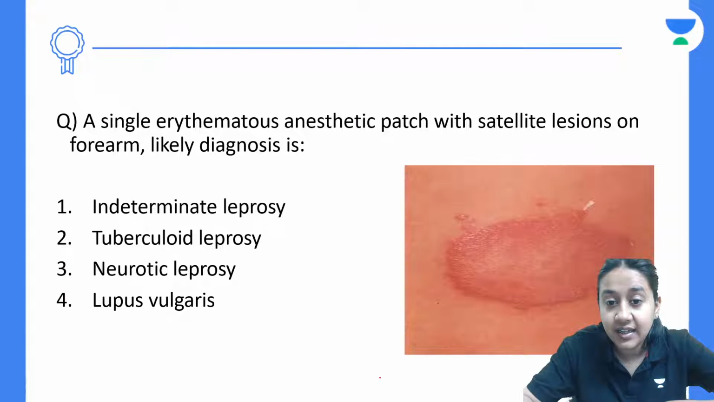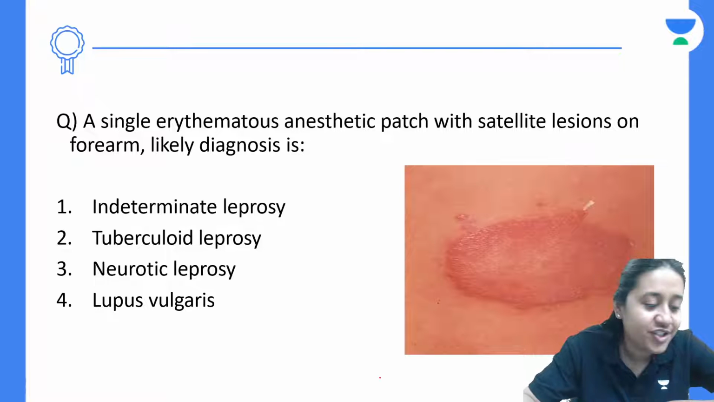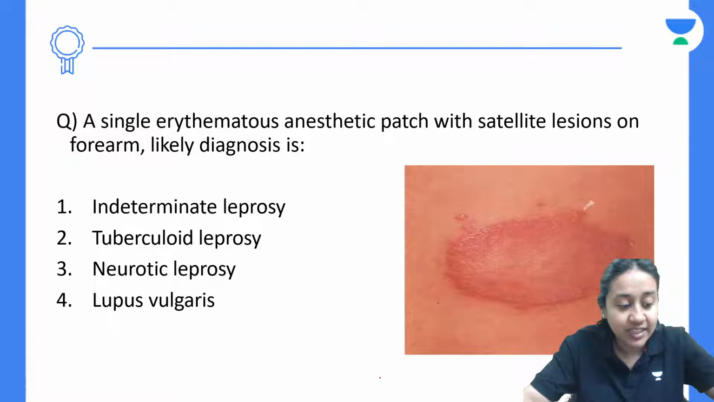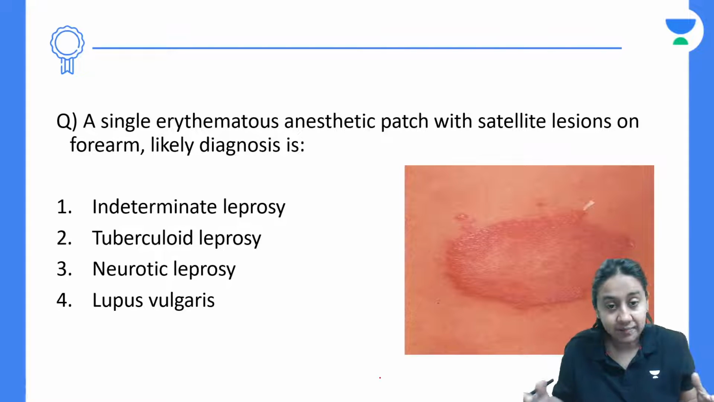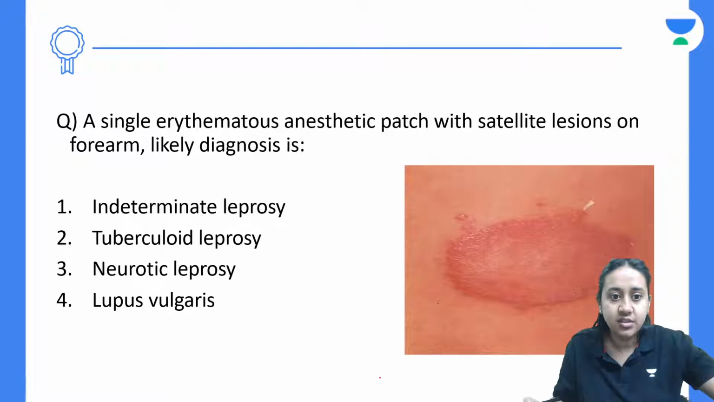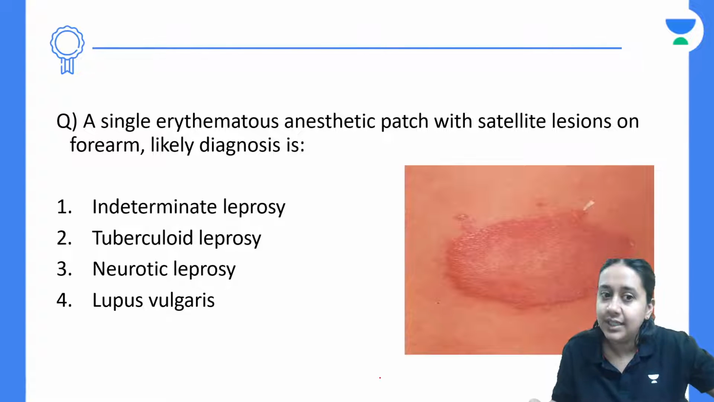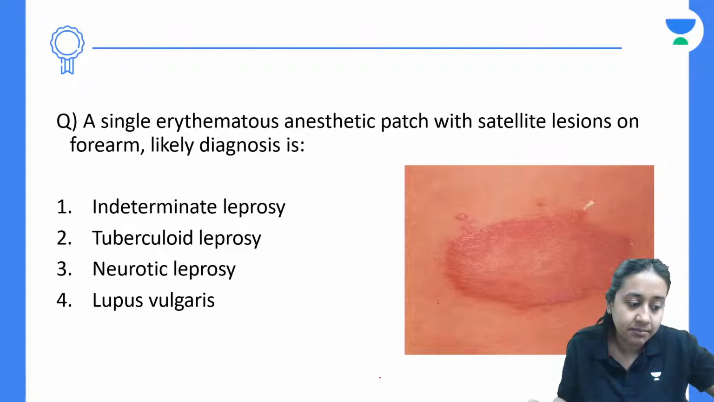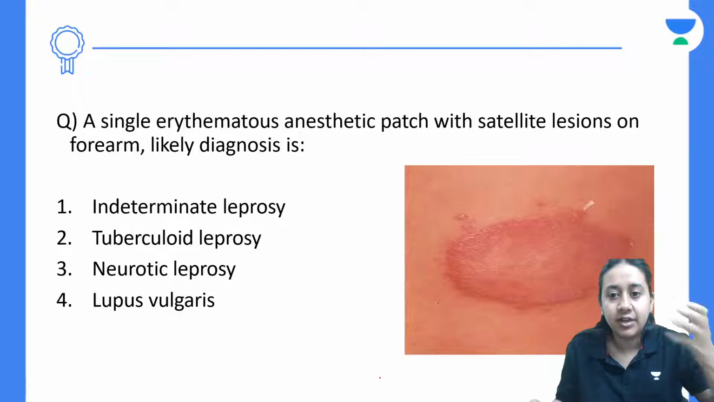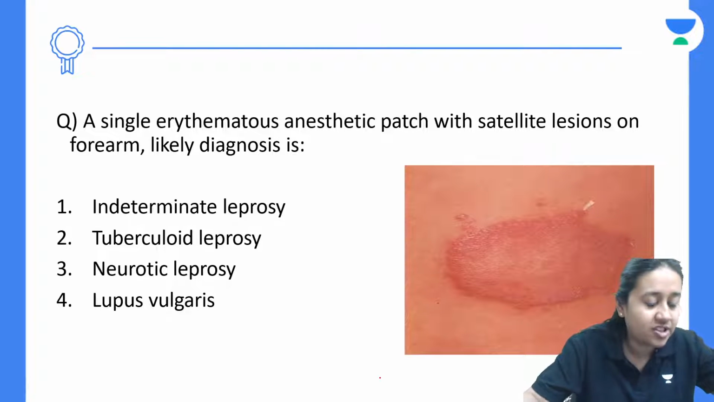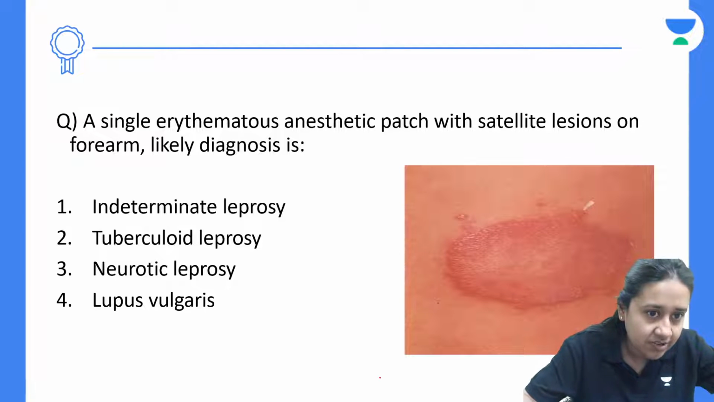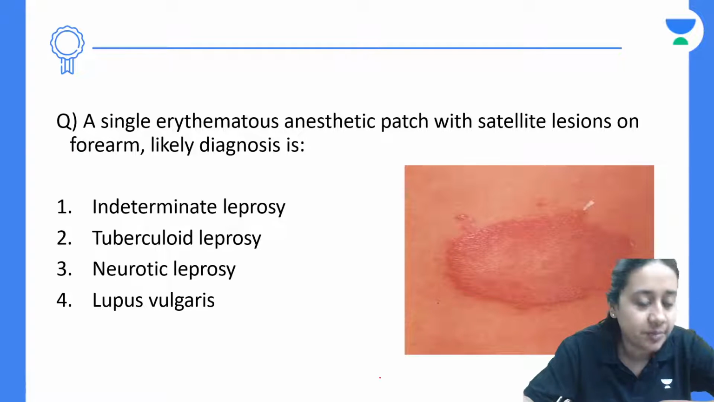Single erythematous anesthetic patch with satellite lesion on the forearm. What will be the likely diagnosis? We have known that as you move from TT to LL, the disease starts to spread. Initially, you will see a large lesion, then you will see multiple small lesions at a distance from the main plaque, followed by development of multiple punched out lesions, which are asymmetrical to start with, but later they become symmetrical.